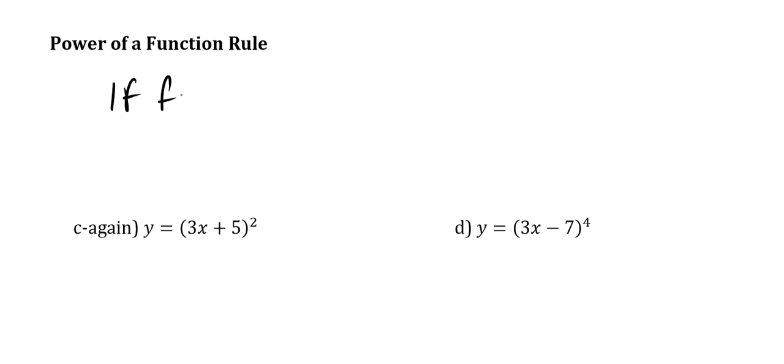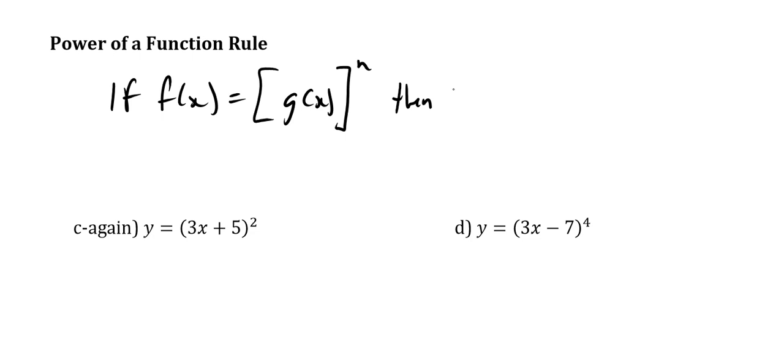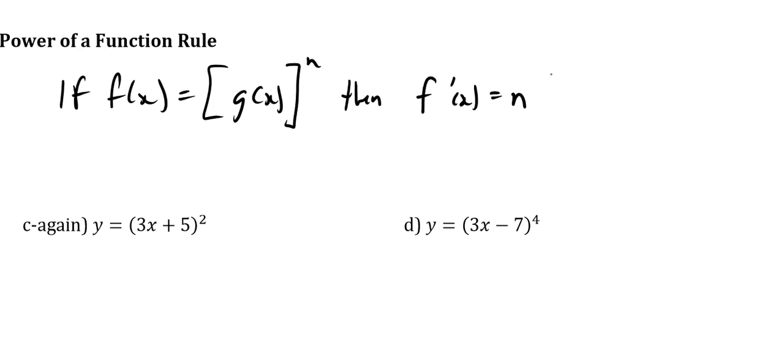then you could do it this way. So if f at x equals g at x all to the n, and g at x is differentiable, then f prime is n times g at x to the n minus 1. Where do you recognize that from? Yeah, that's the same thing we've been doing.